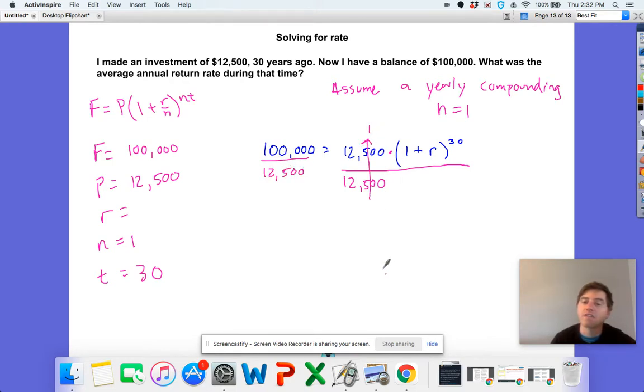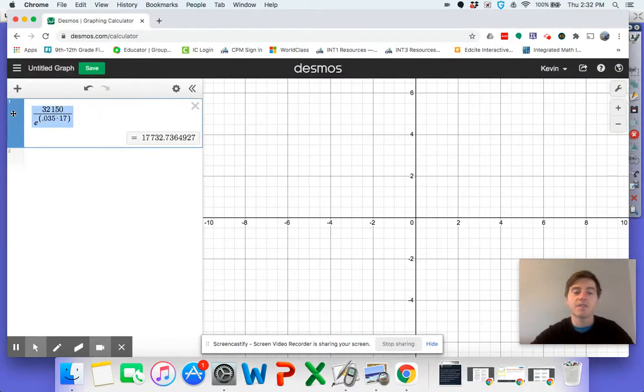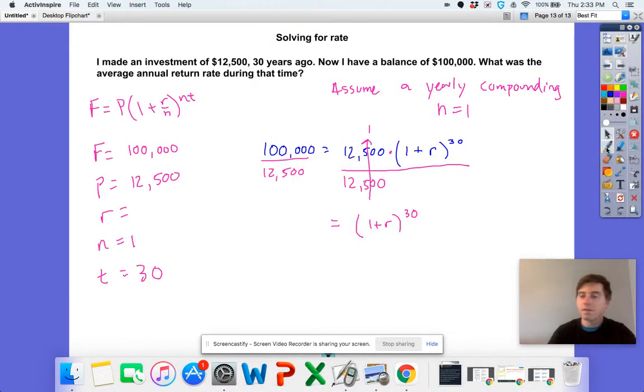12.5 divided by 12.5 is just 1, and 1 times anything is itself, so we still have that. And then let's see, 100,000 divided by 12.5. Is that going to be a nice number? If it is, we'll switch it. If it's not, we'll just keep it. 8. Okay, it's a perfect number. If this was ugly, you could just keep it as this divided by this. That's fine, but it's 8, so that's very nice.